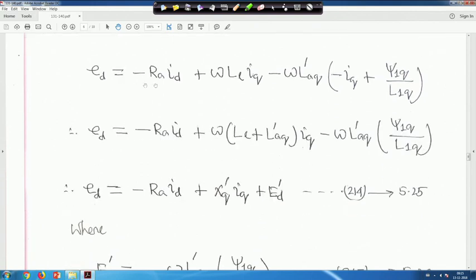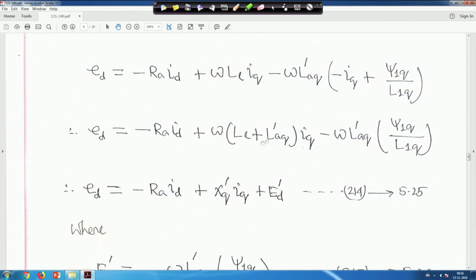So, E d is actually minus R A I d plus omega L L I q minus omega L A q dash in bracket minus I q plus psi 1 q upon L 1 q. All this terminology has been defined before, but I suggest that, since you are getting all the notes, you keep the nomenclature in front of you, because if I repeat all the symbols' meanings again and again, it will be a little monotonous.